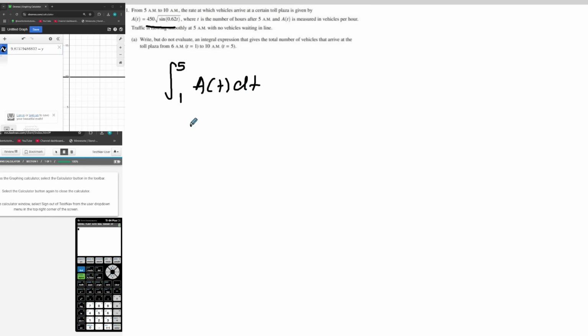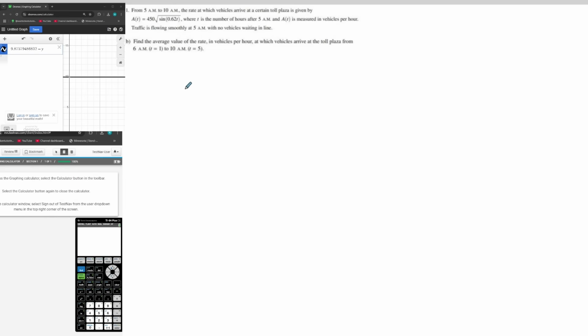You literally don't even have to write this all the way out. You can, if you want, write the integral from 1 to 5 of 450 square root sine of 0.62t dt, but you don't even have to do that, right? Now, the next question says to find the average value of the rate in vehicles per hour.